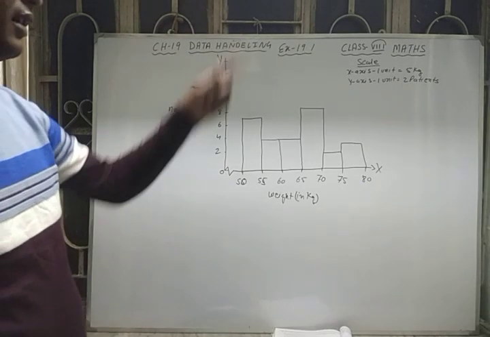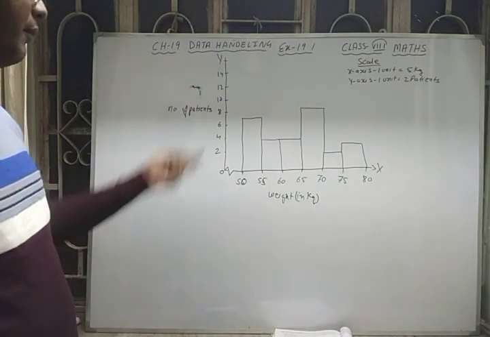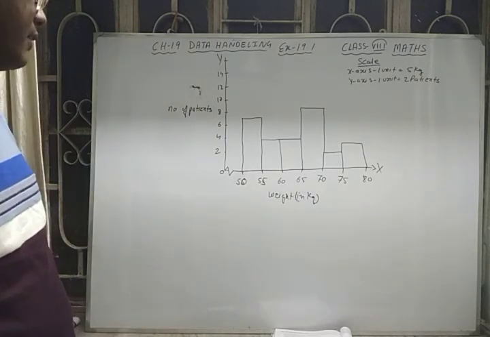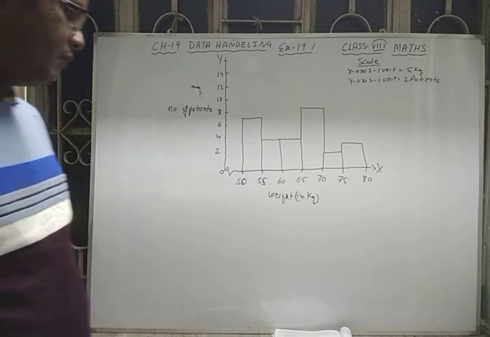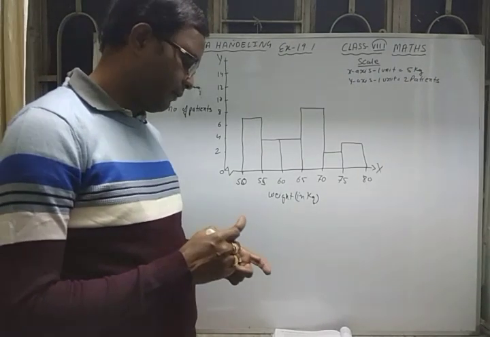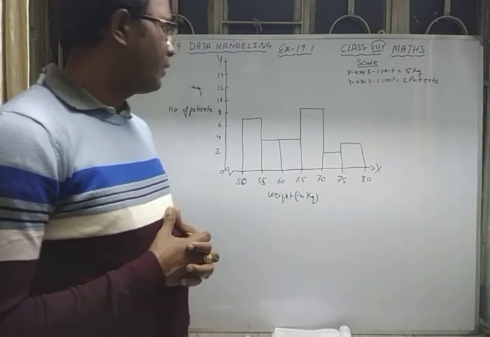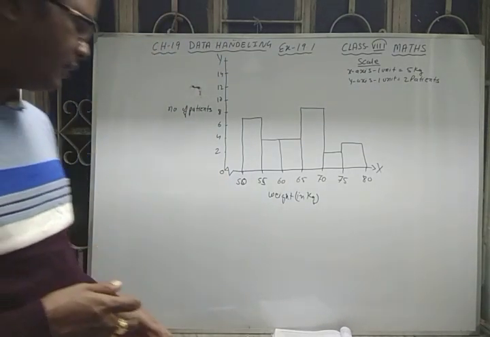In this way you have to draw the histograms. It's very important to write the scale factor. Then you have to write these things also: weight in kg, number of patients, frequencies. In this way you have to draw the histogram. Okay, so I think you have understood how to draw the histogram. You can do the questions.